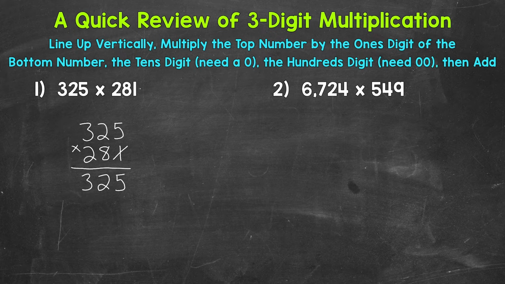Now we move to the tens digit, where we have an 8. Now the value of that 8 is 80. We're moving over one place to the left to the tens digit. So we need a 0 right here as we start with our tens digit. Now we can multiply. So 8 times 5 is 40. So we have another 0 here and carry the 4.